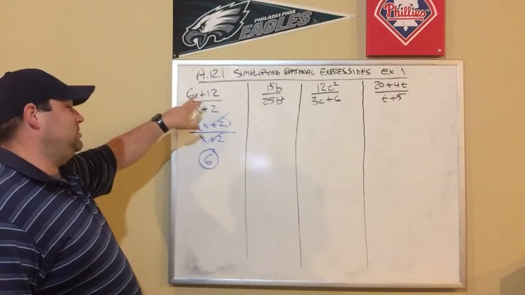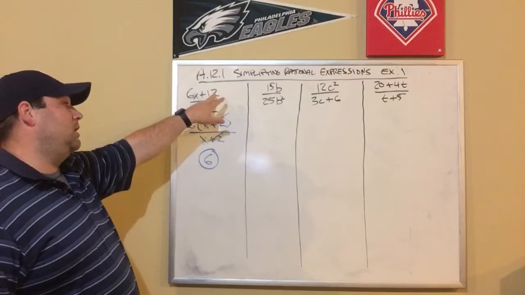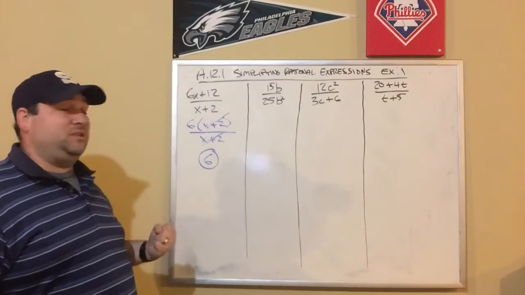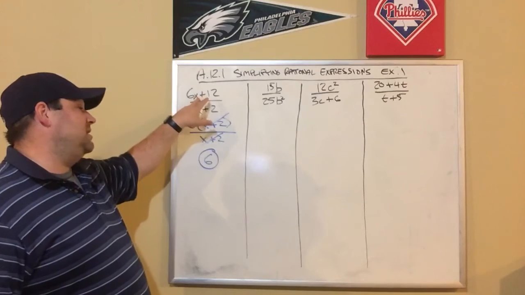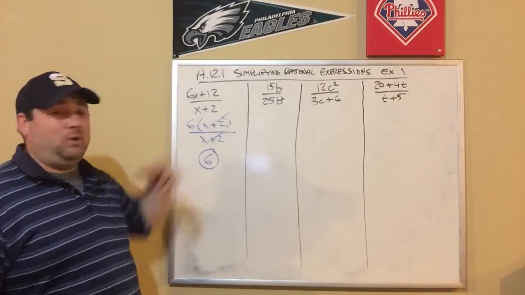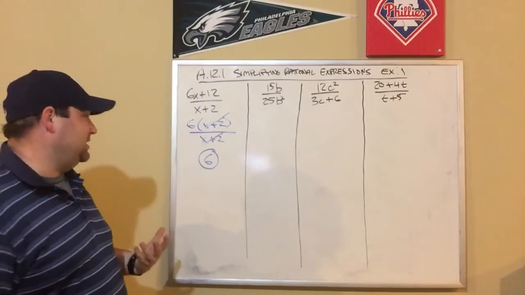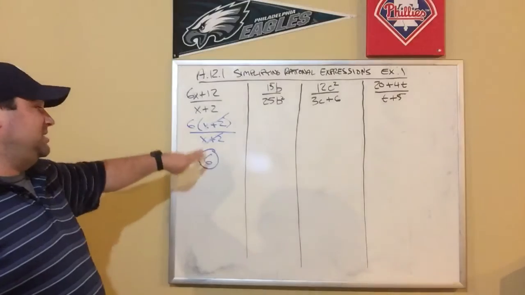Basically the premise here is, no matter what I plug in for x, it's going to simplify to 6. Think about it. If I plug in 2, 6 times 2 is 12, plus 12 is 24. 2 plus 2 is 4. 24 divided by 4, 6. If I plug in 0, 6 times 0 is 0, plus 12 is 12. 0 plus 2 is 2. 12 divided by 2, still 6. No matter what, you're going to get 6. It's not going to change. So we were able to simplify that one to 6.